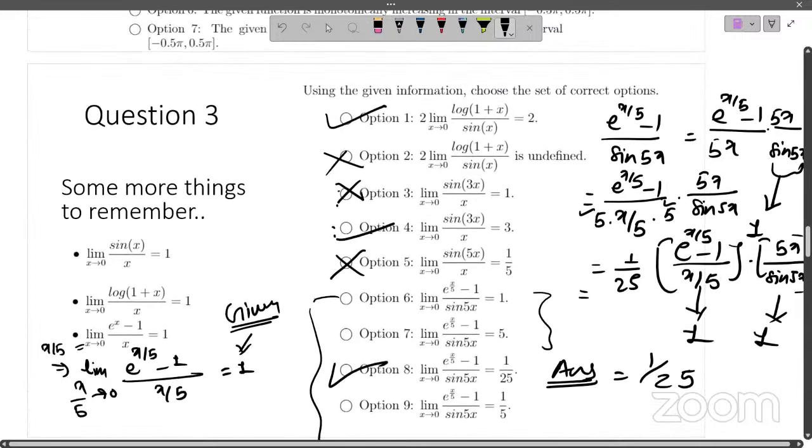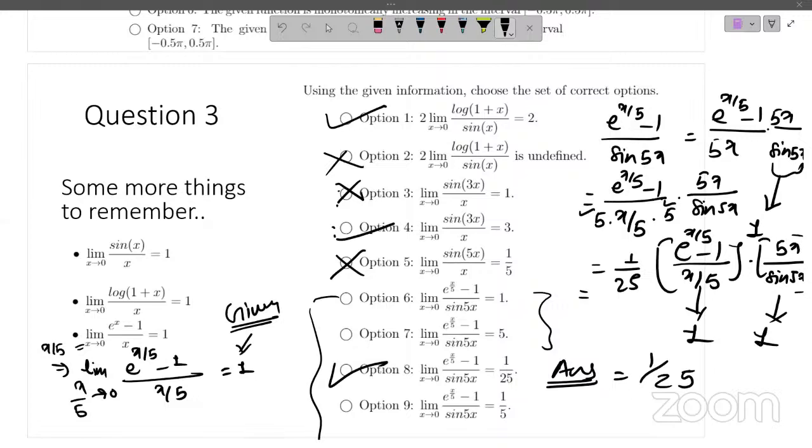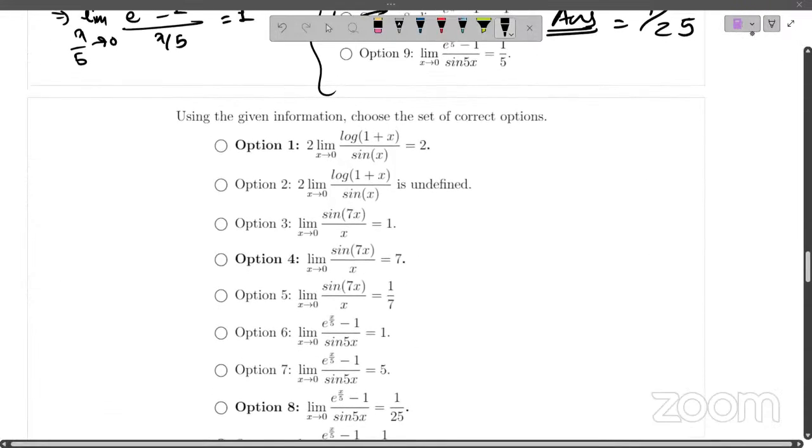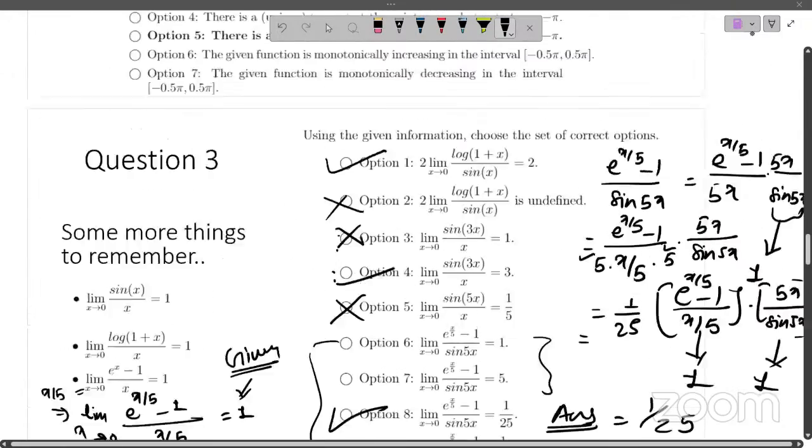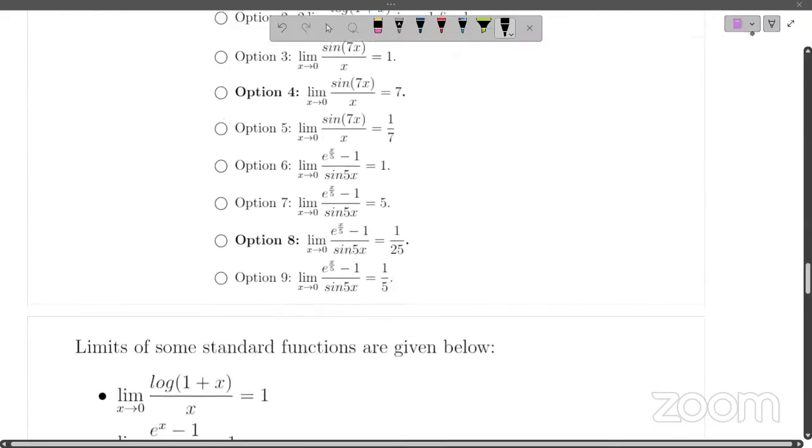Any doubt so far? Okay. Nothing conceptual happened till now. We are just doing simple examples based on limits. So our options 1, 4 and 8 are correct. Yeah, 1, 4 and 8 are correct.